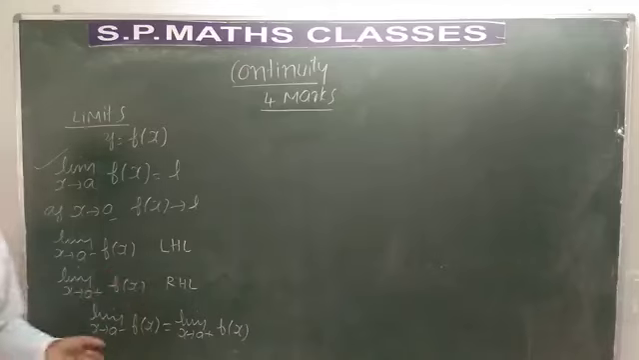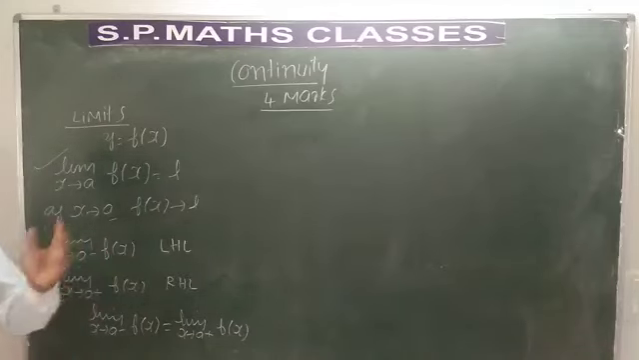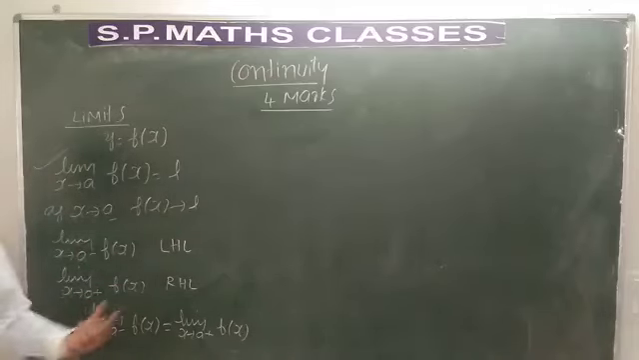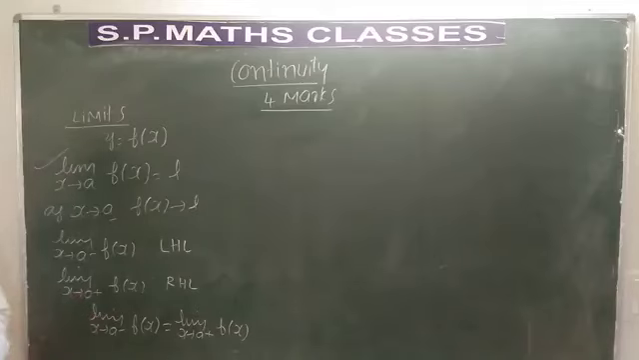What do you mean by left hand limit? Limit as x tends to a minus, f of x, that is the left hand limit. Limit as x tends to a plus, f of x is the right hand limit. So both should approach a common value. Then only we can conclude that the limit of a function exists. That is limit as x tends to a, f of x is equal to L. That is, as x tends to a, f of x tends to L. That is the basic concept.